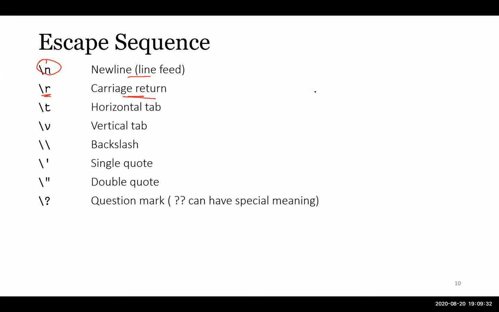Now both of them are a bit odd. Again, this is to do with Windows and Unix and Mac. What is a new line? In Windows, a new line is \n followed by \r. Now, what is the difference between new line, which is a line feed, and carriage return? Do you all remember using typewriters?